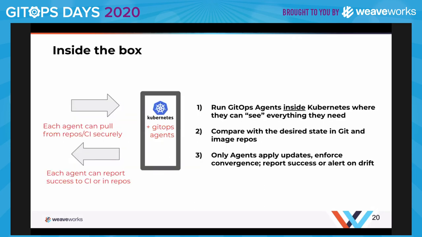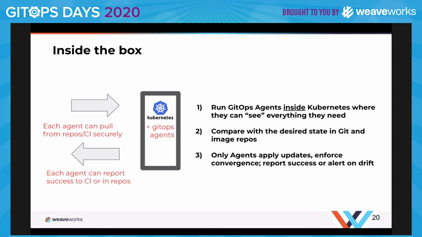And so we have this alternative model where now we have these agents running inside our clusters, which can see inside and see everything securely. They inherit all the security properties of Kubernetes itself. And they can compare the state that they can see with the desired state outside, which is living in Git and doesn't describe just the cluster, but also other things like the apps and the dashboards and the image repos and everything. The whole world is the desired state and they say, am I in the right state?